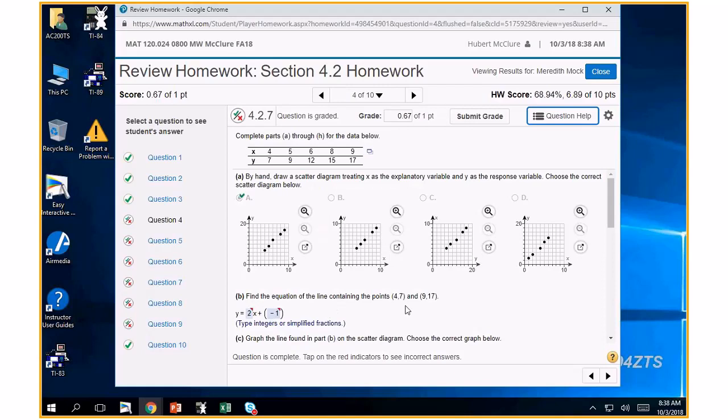Okay, this is what they're doing. They're pulling the first point and the last point. They're telling you to find an equation of the line with the first and the last point for B. Do you understand that?